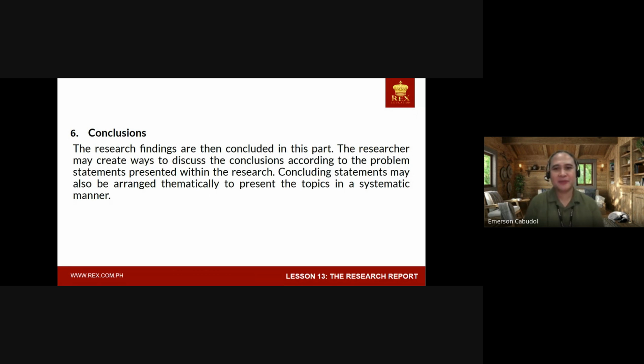We highlight the main points that emerged from the analysis. We discuss the broader implications of the findings for theory, practice, or policy. We explain how these results contribute to the existing knowledge in the field and what they mean for stakeholders or practitioners. Of course, we always acknowledge any limitations encountered during the research process.